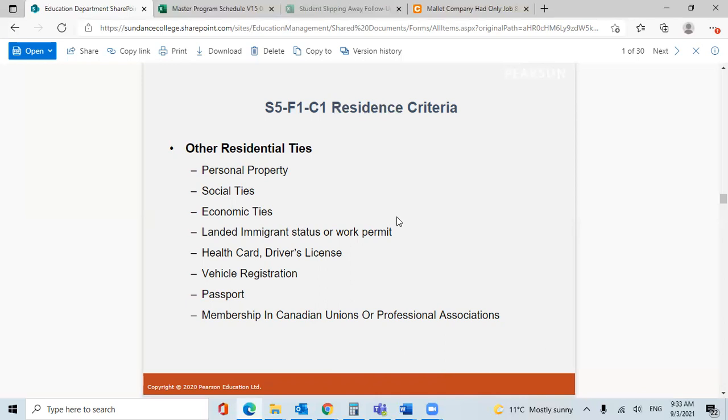For example, if you take a look at a person to see if he is a resident of Canada, you say, okay, he has a Canadian passport, and that's it, he's a resident of Canada. That's not right, because you cannot just take one single residential tie as the basis for a decision. We could have examples on this.